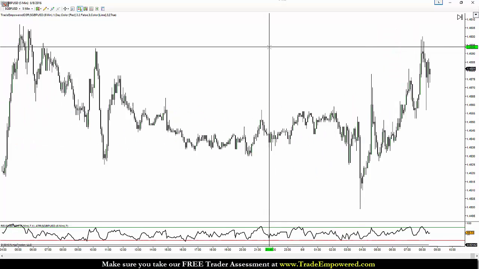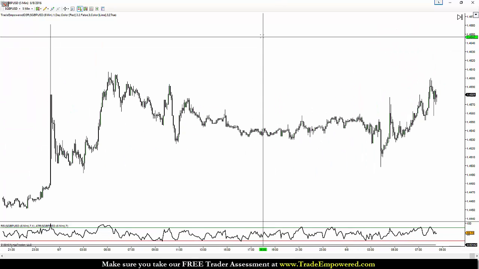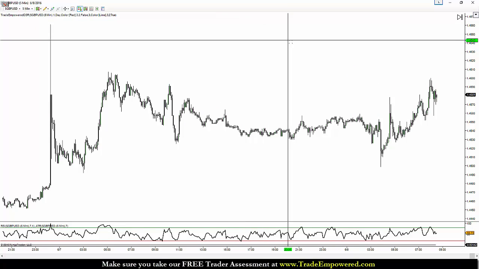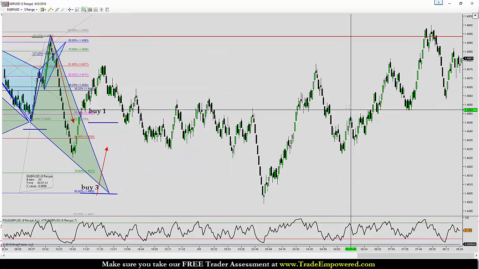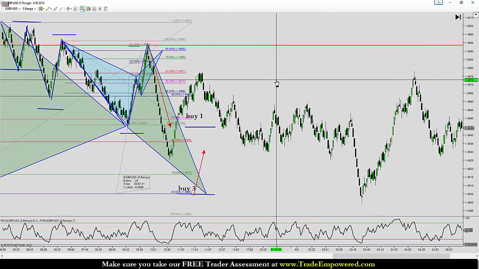Absolutely nothing. This is nothing. This is nothing. Times like this is where I like going down to the range bar chart. And here's the example we had yesterday. Now the range bar chart is just a different type of chart.